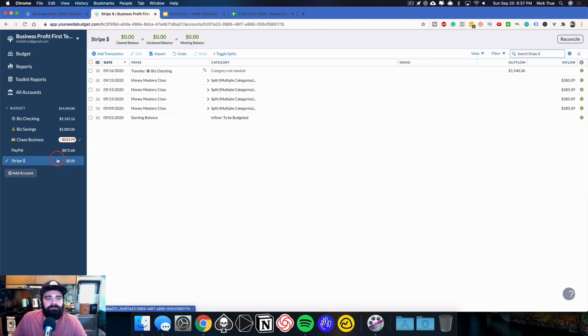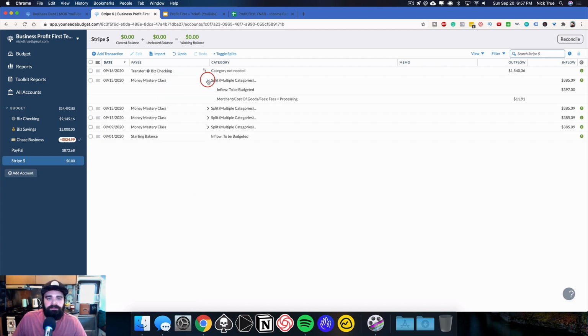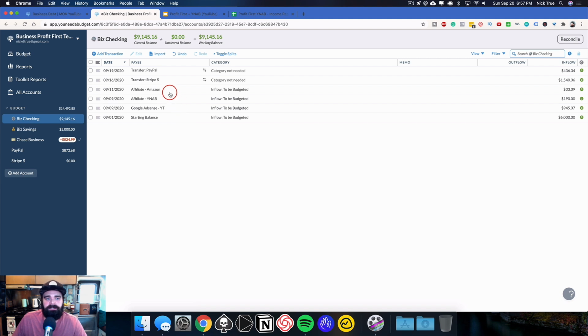Now, another example would be over here in Stripe. You can see that I also sell a money mastery class. This money mastery class, I do the exact same thing. Instead of putting the individual student's name right here as the payee, I do money mastery class, and then I break it out the same way. Now, I also get paid a few other ways, right? I have affiliate fees for Amazon links. I also get affiliate kickback for YNAB itself. And then I also get YouTube ads that play before these videos. All of those different things all go into To Be Budgeted.